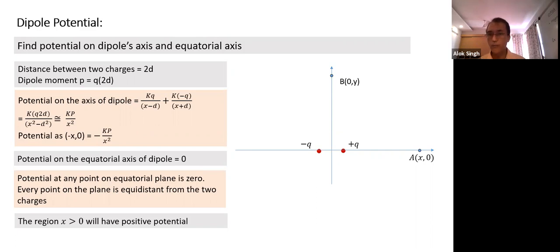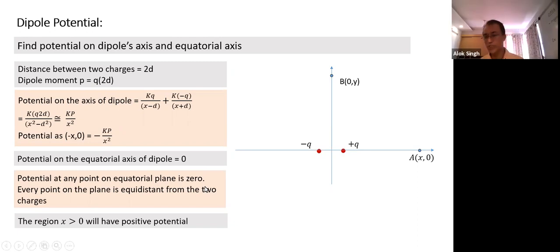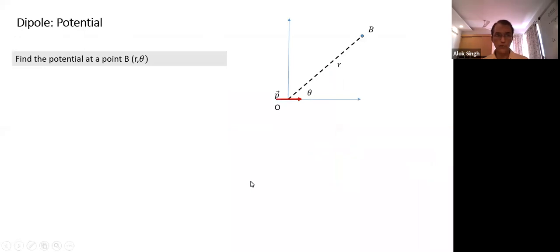Any point on this plane divides the whole space into two parts, the right part and the left part. Any place on the right-hand side, the point will be closer to the positive charge compared to its distance from the negative charge. If it is closer to the positive charge, the potential sign will be dictated by this positive charge. It will be positive. So any point in the region x greater than 0 will have positive potential. We should remember this point also.